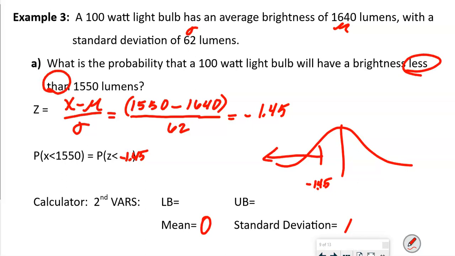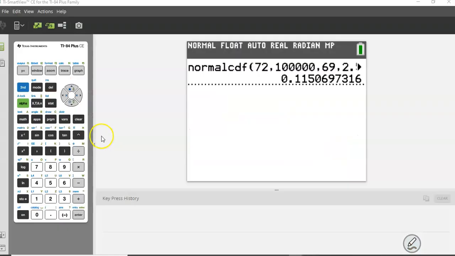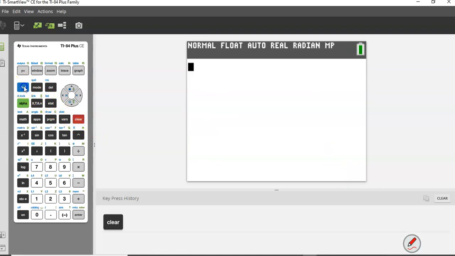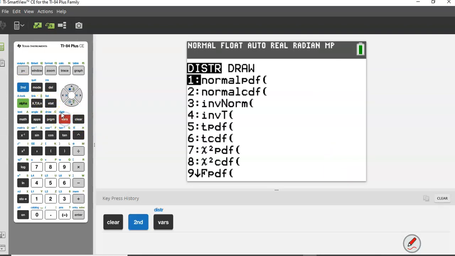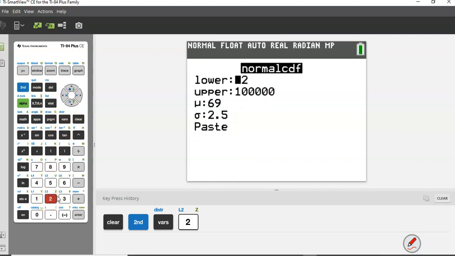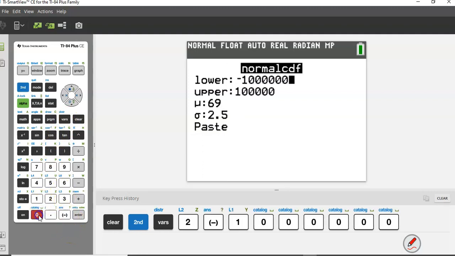Is the negative 1.45 an upper bound or a lower bound? It's going to be an upper bound. So we're going to go negative 1.45. Our lower bound is going to be negative 1 million again. So I'm going to show you guys how to do this on the calculator. I'm going to clear this out, and we're going to go to second vars, which is distribution, D-I-S-T-R, see that? We're going to go down to number 2, as we have been, and we're going to put in our lower bound, which was negative 1 million.